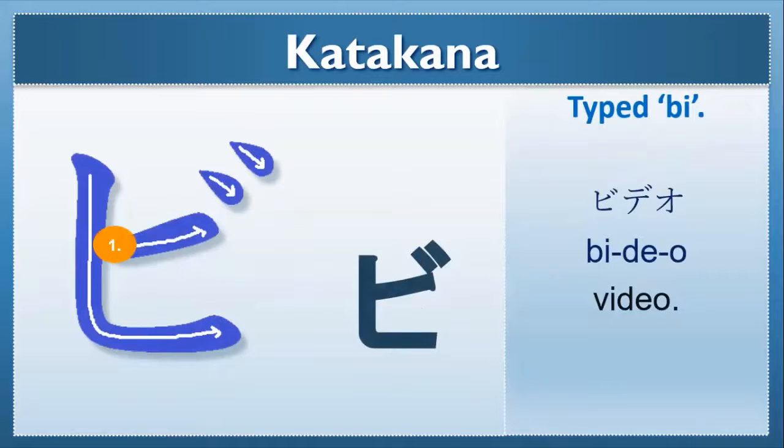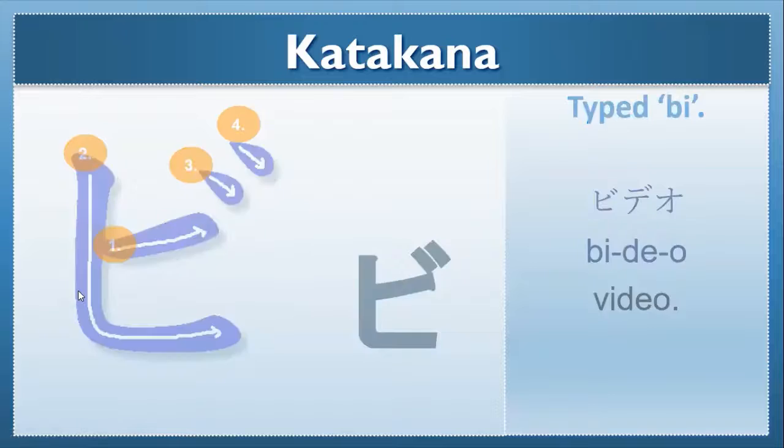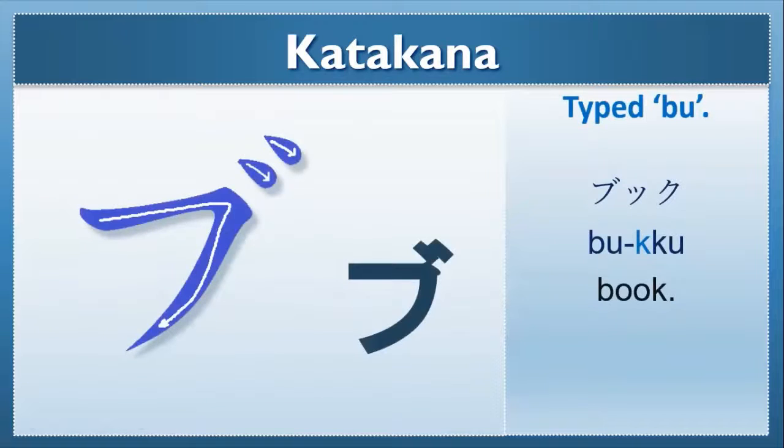Bi, B. So B-I-B. B as in video, video. So B, de, and O. Video is video. And next is bu. Bu as in bukku, book.